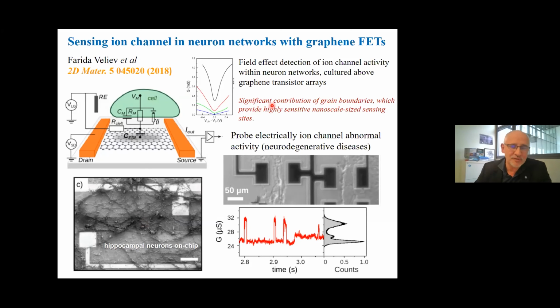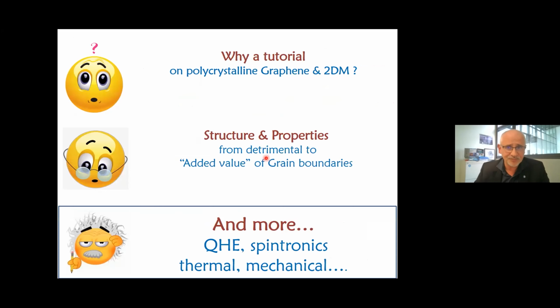The interpretation of the data was really strongly suggesting that grain boundaries were providing some kind of pathway for the ion channels, which are activated during neuron activity. So this is really nice, and the role of the grain boundary here was essential to understand the experimental data. So I recommend interested people to look at the paper, because there are quite a lot of details to come to that conclusion.